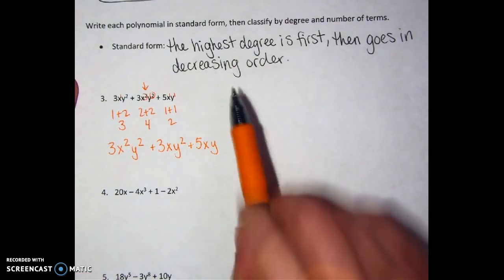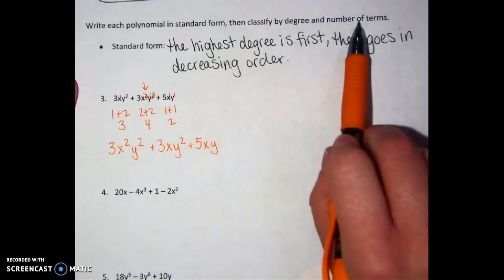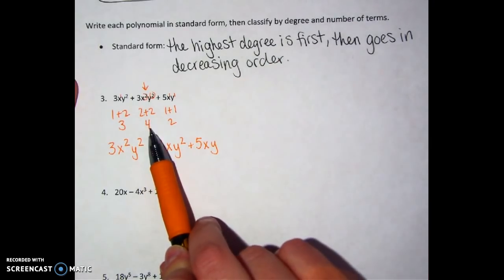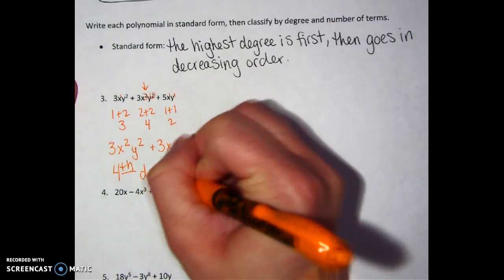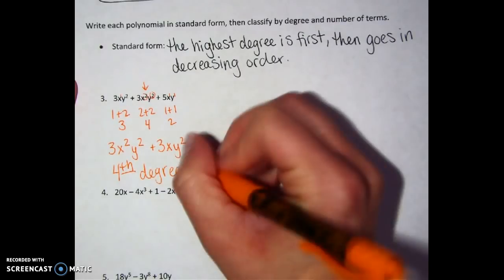We're not done because we still need to classify it. So the highest degree is 4, so this is a 4th degree. 1, 2, 3 terms, so it's a trinomial.